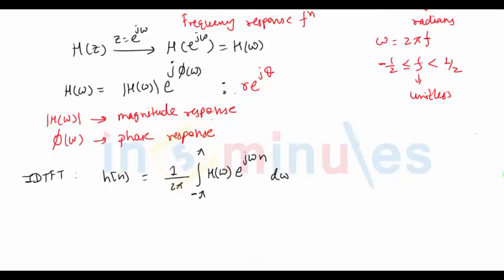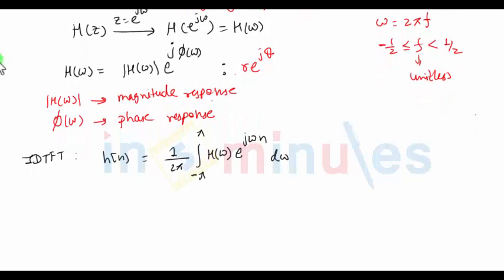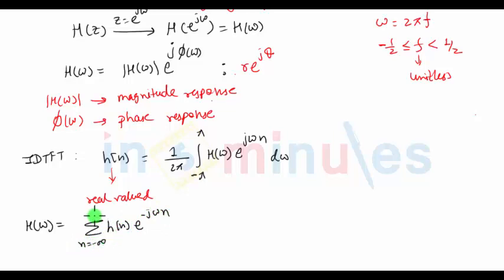Now if I assume two important things which will be basic assumptions throughout the discussion of this subject, that the system under consideration is linear time invariant and h of n is a real valued signal. If h of n is a real valued signal, then we can do the following analysis, which becomes very important. H of omega is nothing but summation h of n e raised to minus j omega n, where n will be from minus infinity to plus infinity. This can further be written as e raised to minus j omega n expanded as cos omega n minus j sine omega n.